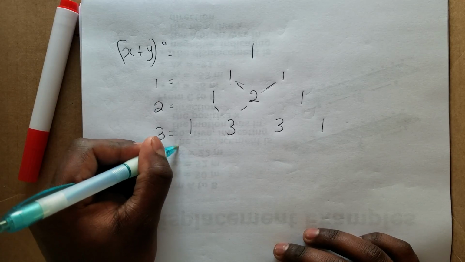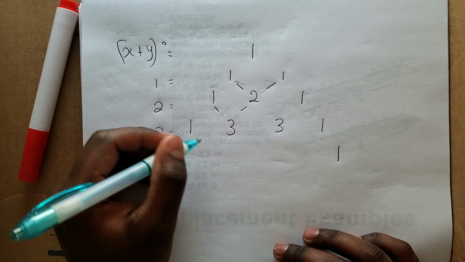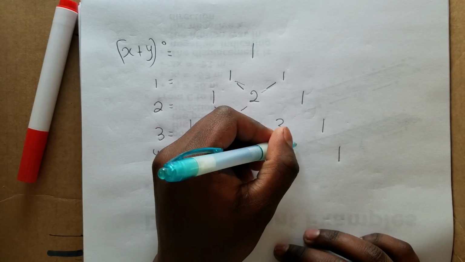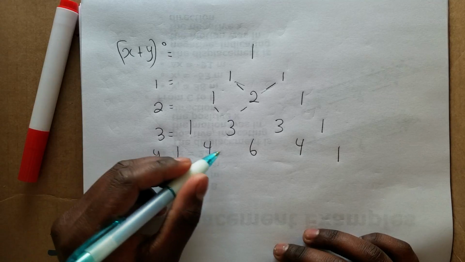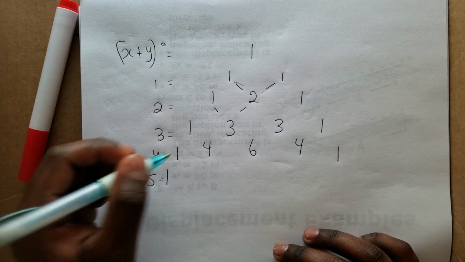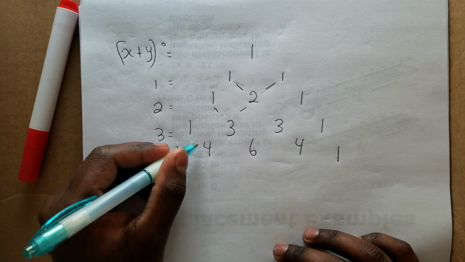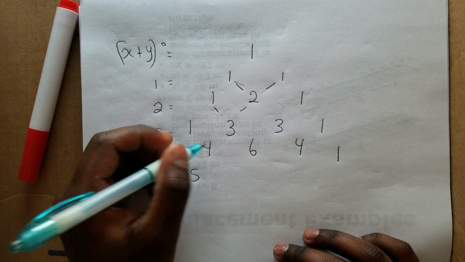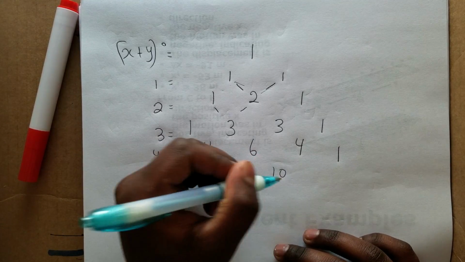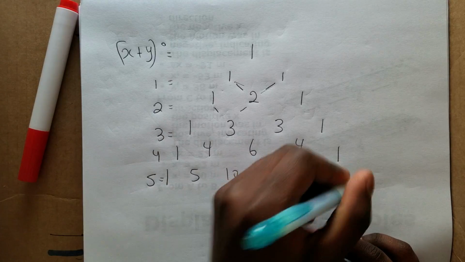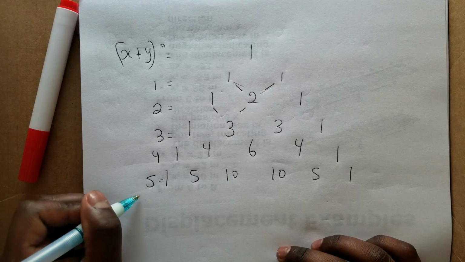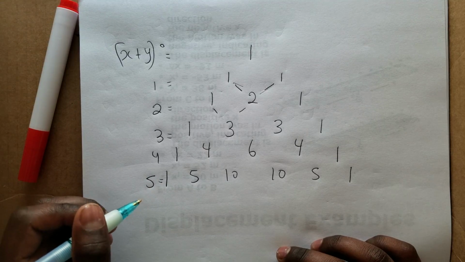For the fourth power you put 1, then 3 and 1 is 4, 3 and 3 is 6, 3 and 1 is 4, so you get 1, 4, 6, 4, 1. You go to the fifth power and you get 1, 4 and 1 is 5, 6 and 4 is 10, 6 and 4 is 10, 4 and 1 is 5, and you put the 1 all the way to the end too. So you see the pattern, you keep adding as you go down.